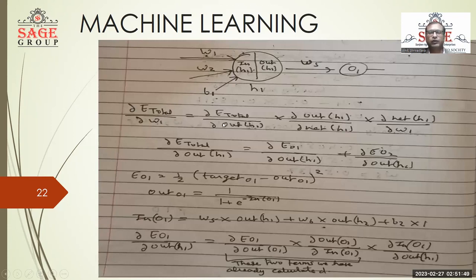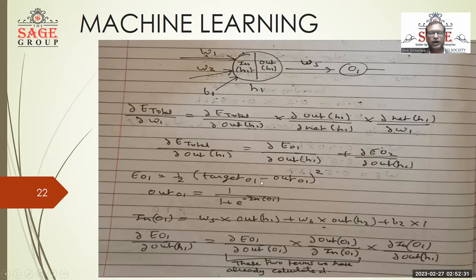So del E total upon del W1 is del E total upon del out H1 into del out H1 upon del in H1 plus del in H1 upon del W1. Now let us see this term del E total upon del out H1. It is not directly related, because out H1 multiplied by W5 will be giving me the in O1, and the out O1 is directly related to this total error. So what I can do is del E total upon del out H1 is del E O1 upon del out H1 plus del E O2 upon del out H1.